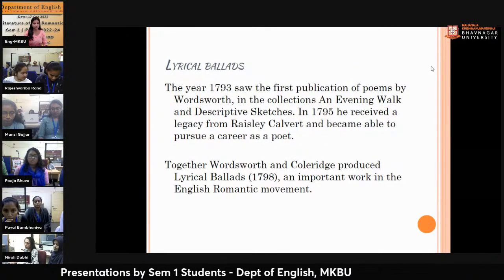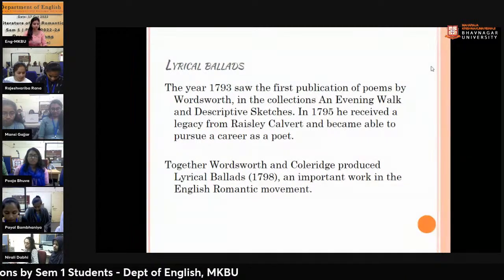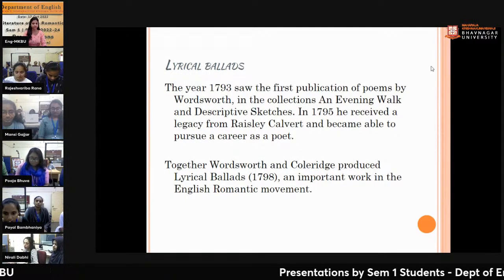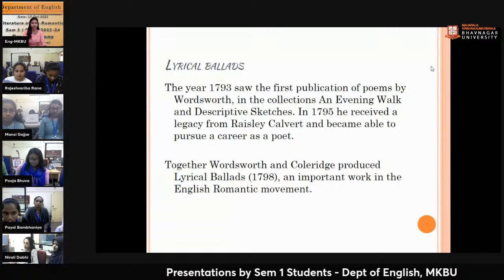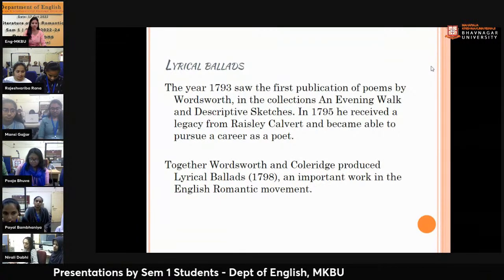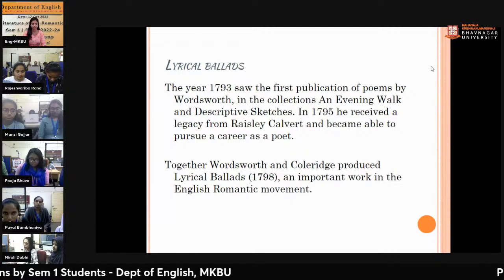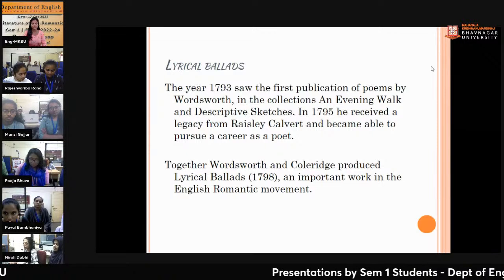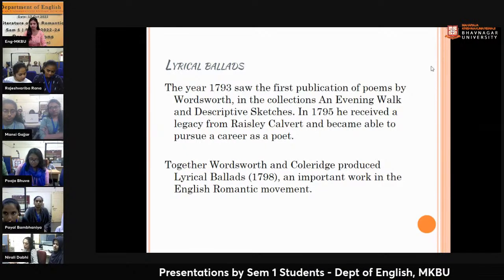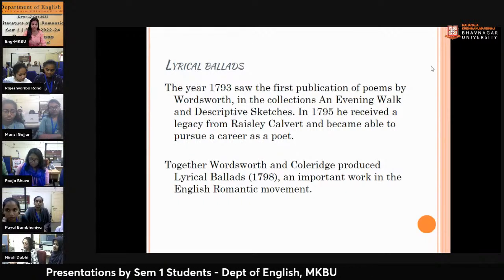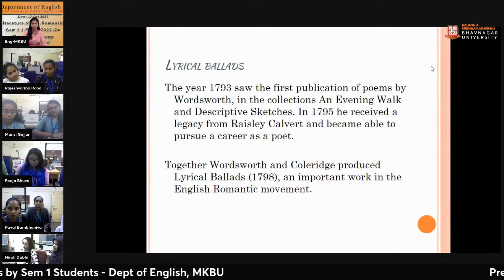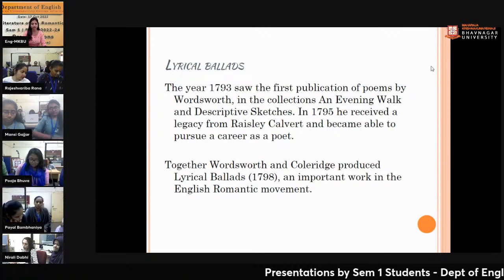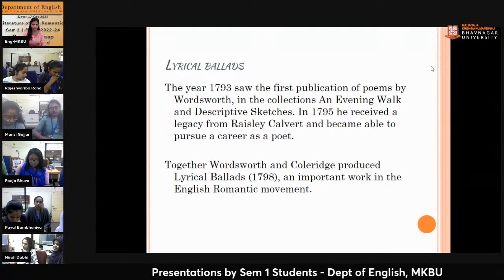Here are some major works of Wordsworth. Lyrical Ballads. The year 1793 saw the first publication of poems by Wordsworth in the collection An Evening Walk and Descriptive Sketches. In 1795, he received a legacy from Raisley Calvert and became able to pursue a career as a poet. Together, Wordsworth and Coleridge produced Lyrical Ballads in 1798, an important work in the English Romantic movement.